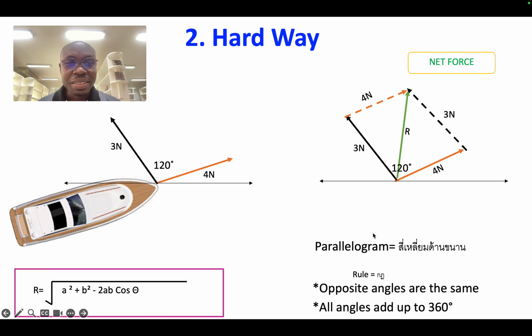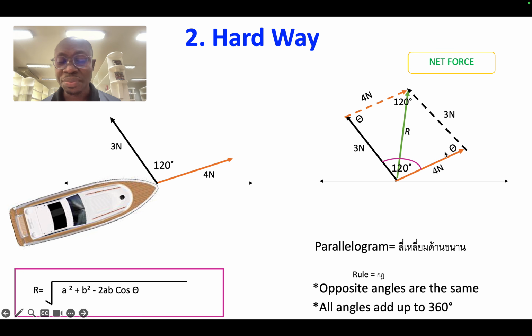Now, when we have a parallelogram, there are 2 rules to remember. The first rule is this: the opposite angles are the same. So if this is 120, this angle will also be 120. This is a rule in a parallelogram, okay? So if this is 120, this is 120. If this angle is theta, this angle will also be theta, okay?